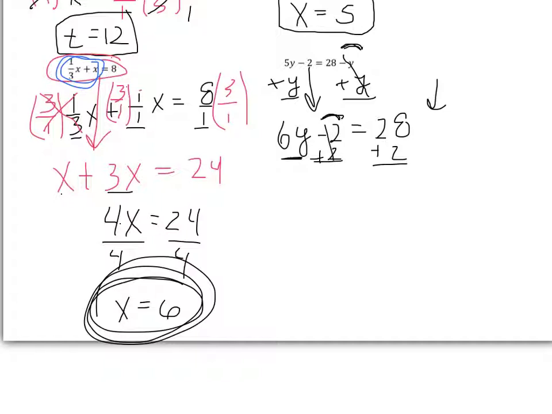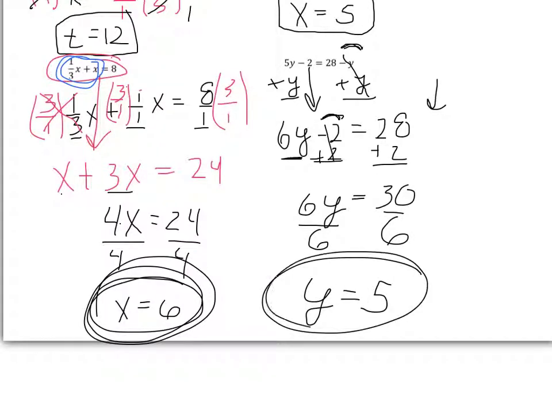Negative 2 plus 2 is 0, so our 6y, we're good with that. 28 and 2 is 30. And then we've got this down back to the multiplication principle, where we can just divide both sides by 6, and we get y equals 5, and that is the answer we're looking for.